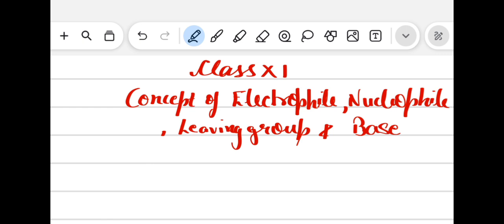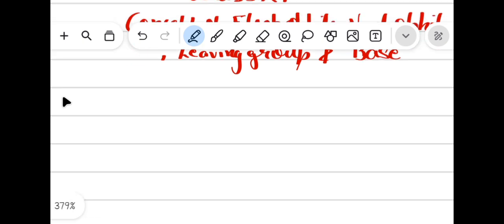So, as we know, in organic reactions, the reactions are driven by the movement of electrons from the area of high electron density to the area of low electron density. Depending on these, we have some categories: electrophile, nucleophile, leaving group, and bases. Most of the students get confused with these terms. So, starting with the first term, electrophile.